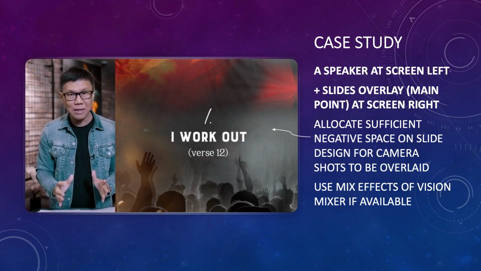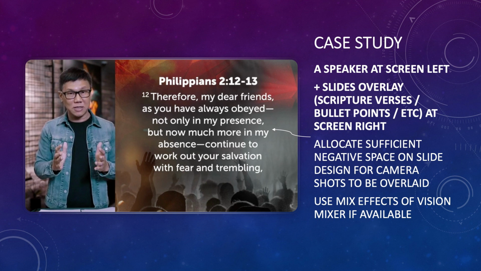Okay, so just to show you some case study of how we do our sermon titles, and then we add in the main points this way, and then we add in the scripture verses or bullet points, etc. this way. So the fonts are fairly large, and they are sans serif. They are following the eye line, where the person speaking, the eye level is where the graphics will be as well.